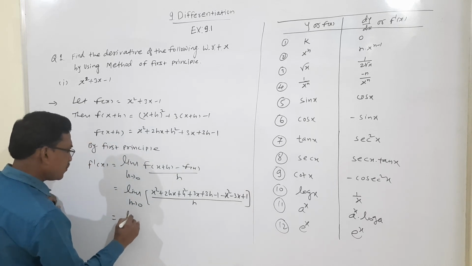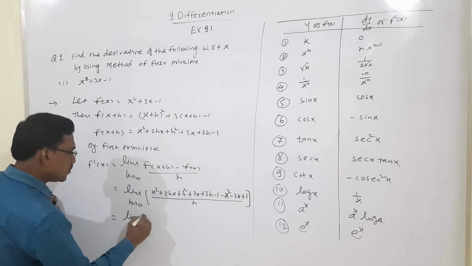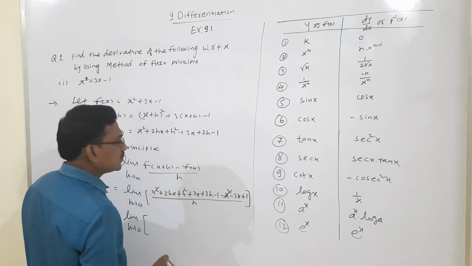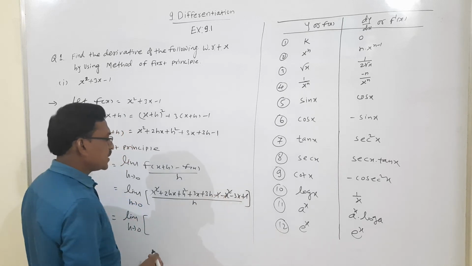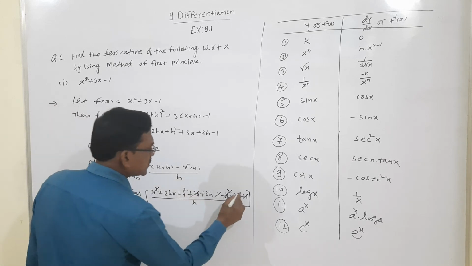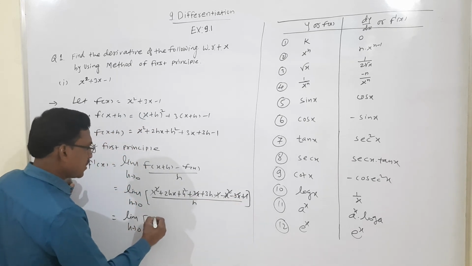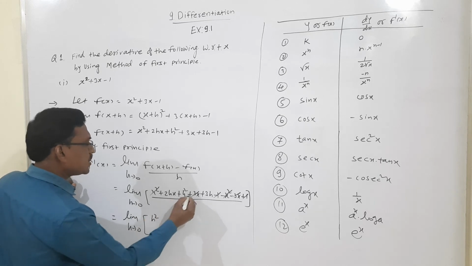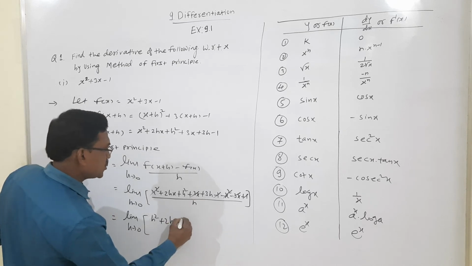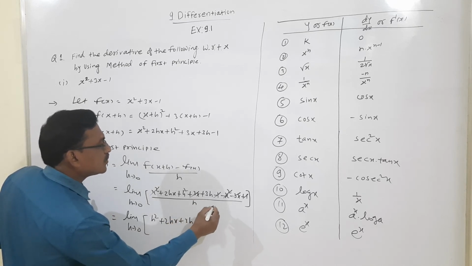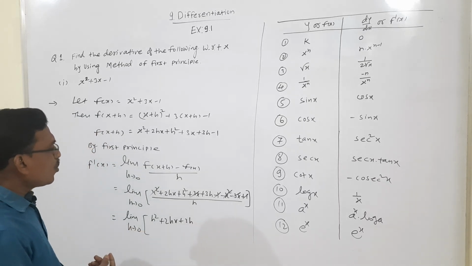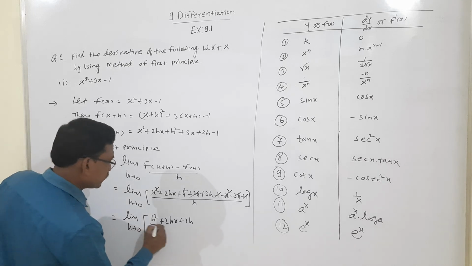Therefore, limit as h tends to 0, here plus x square and minus x square will get cancelled. This plus 1 and minus 1 also will get cancelled. Then this plus 3x and minus 3x also cancel. So the remaining terms are h square plus 2hx plus 3h, and yes, these are the remaining terms. Now we will take common h from the numerator here.